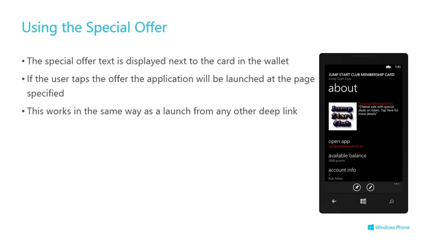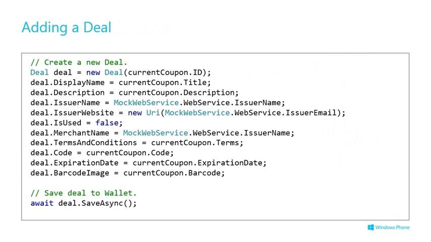Let's see what that deal looks like, basically in code. So adding a deal. You have special offers and you have deals. A deal is another bit of stuff you can offer to your user. There are lots of fields to fill in, and lots of ways you can interact with it. Absolutely. I like the barcode image thing. That's kind of clever.